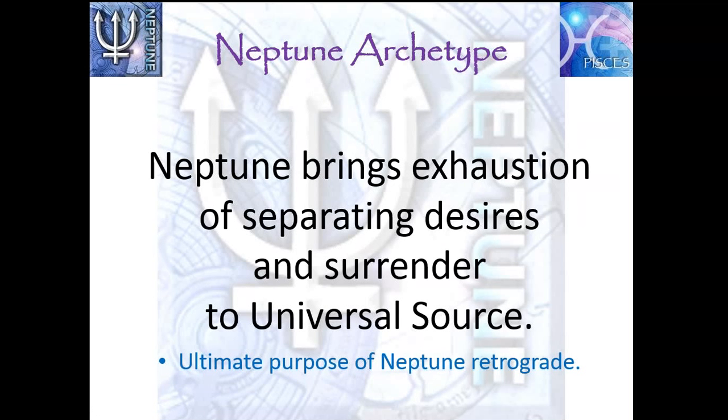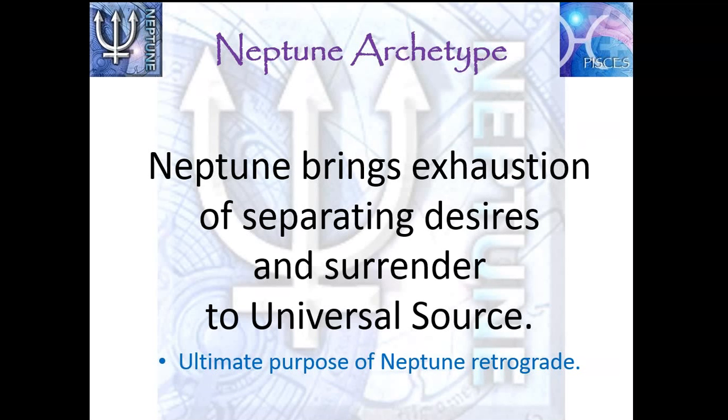So again, Neptune in Pisces brings exhaustion of the separating desires. It no longer makes us feel good. We created this desire, we achieved that desire, but it no longer is serving to satisfy us. And so we exhaust the separating desires and surrender to universal source.